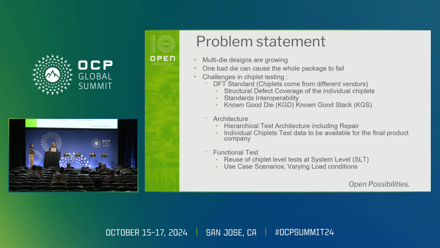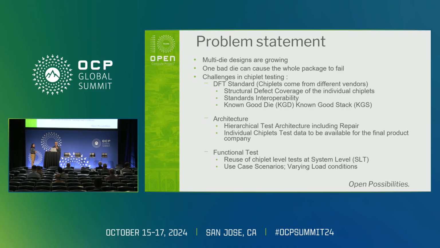Second, the robust design for testability architecture. It's actually a must, especially covering the hierarchical aspects for structural testing at each level of integration, from chiplets all the way to systems. So that will definitely need to guarantee that we have a known good stack.